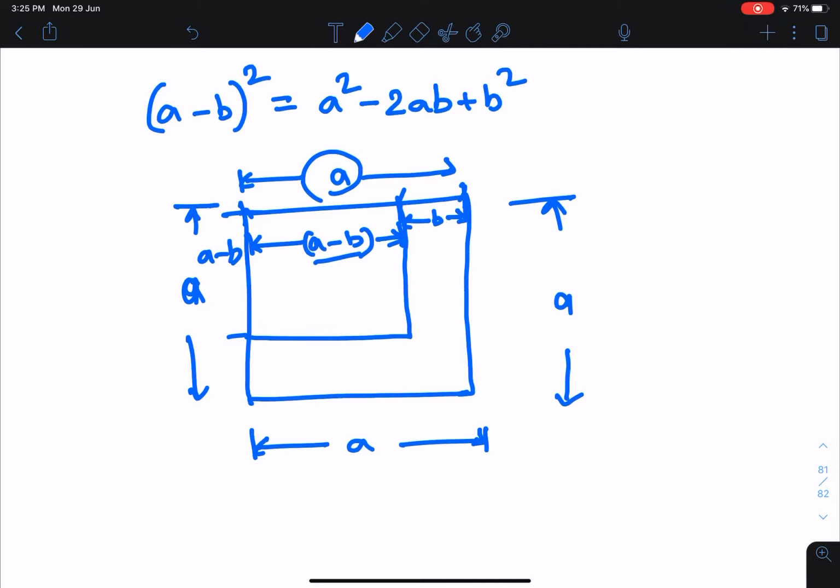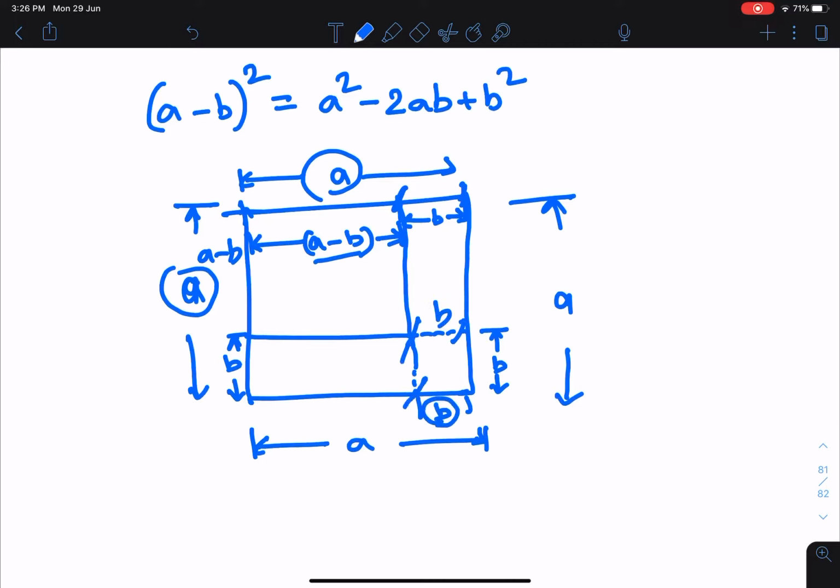Okay, and then the whole is my a, so this length will be b for sure, and we can extend this and we'll get that this is also b. Also we know this is b, so we just extend this one, so this will also be my b. So this length is b, this length will also be b, and this length will also be b, right?